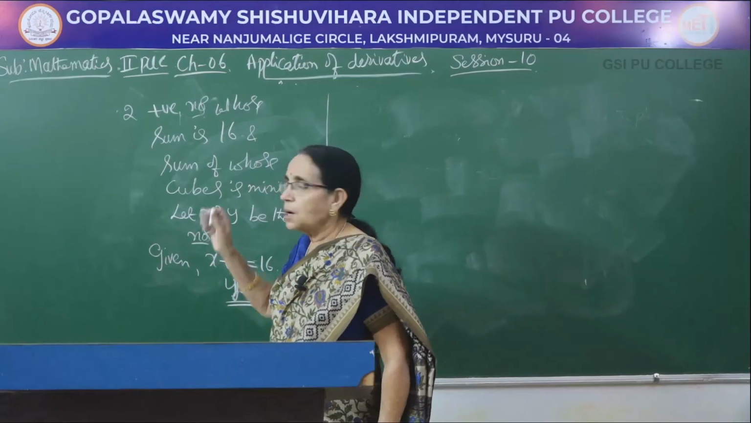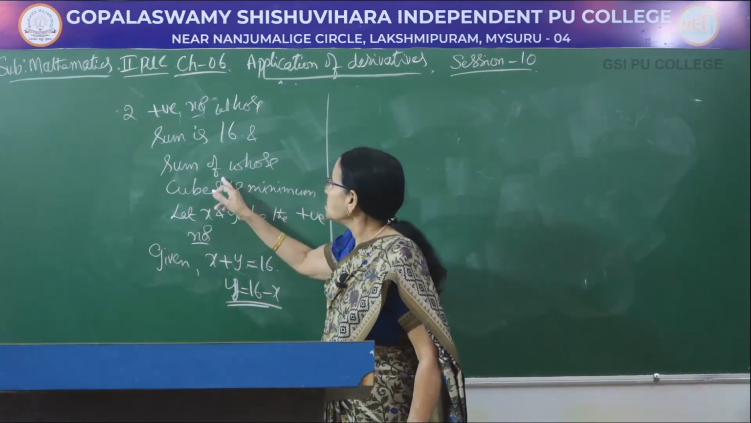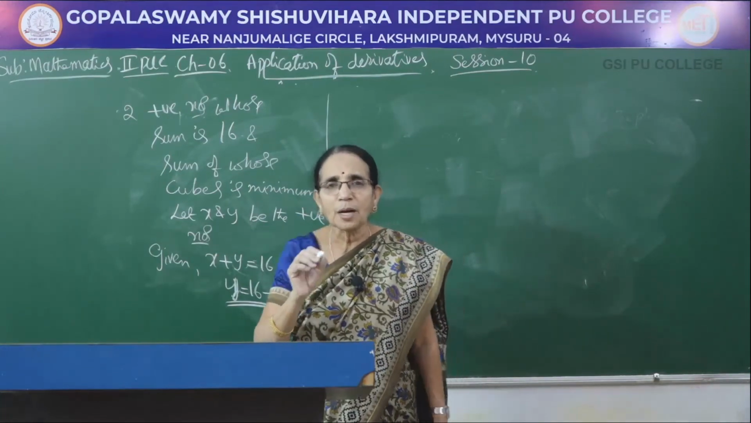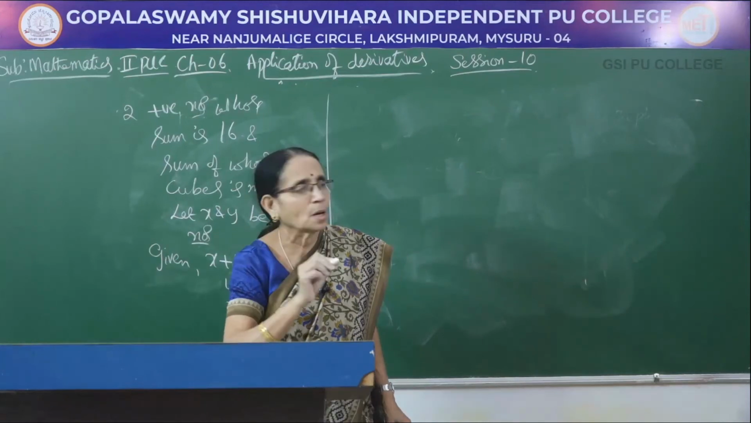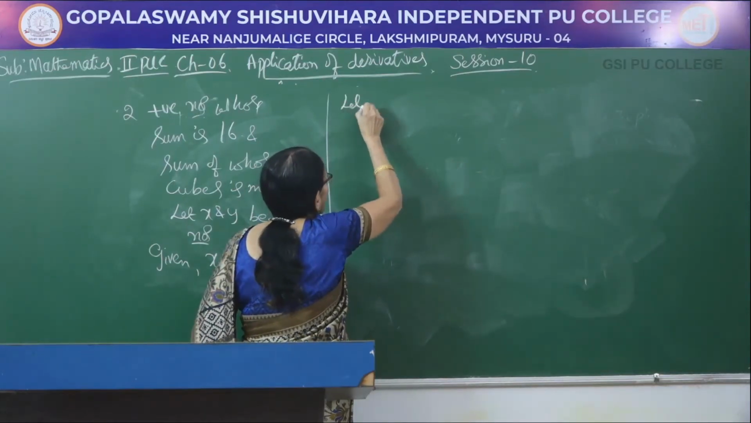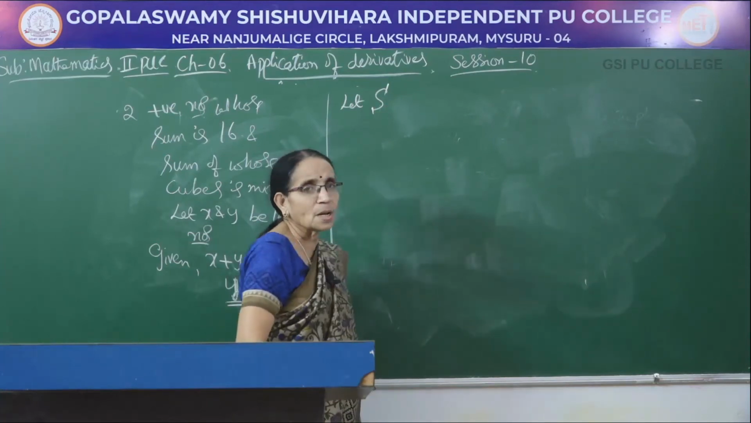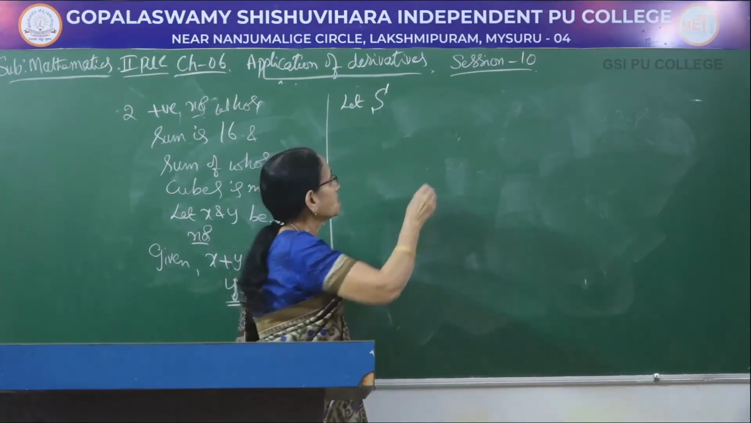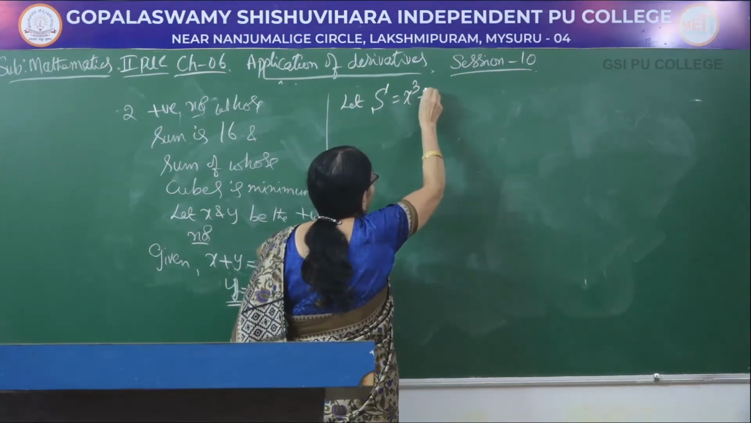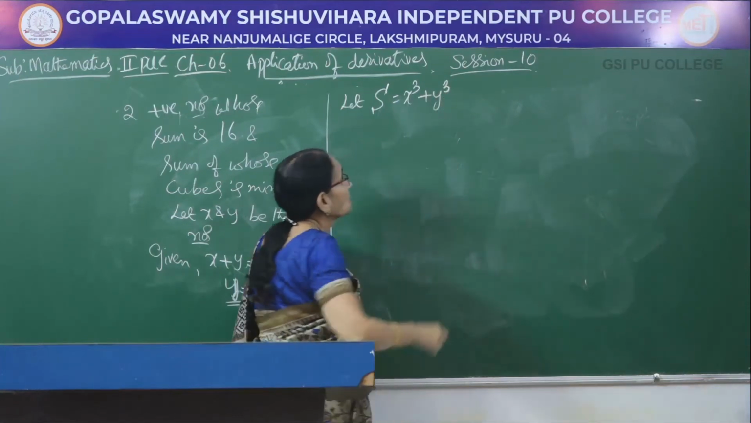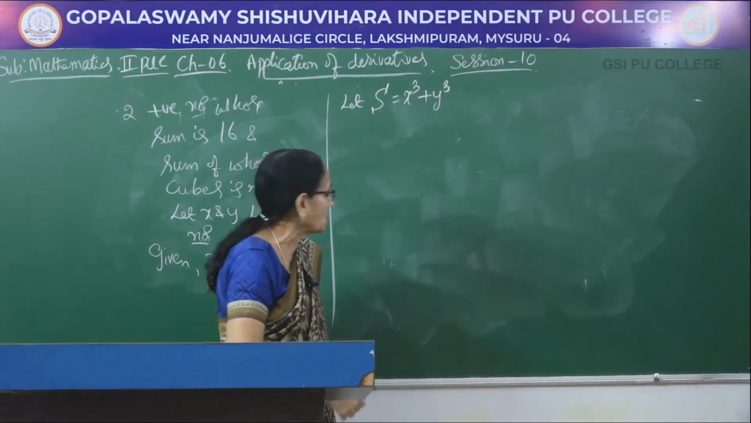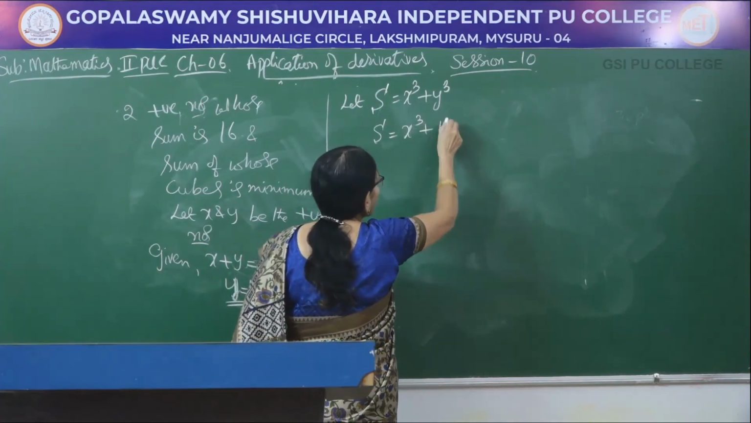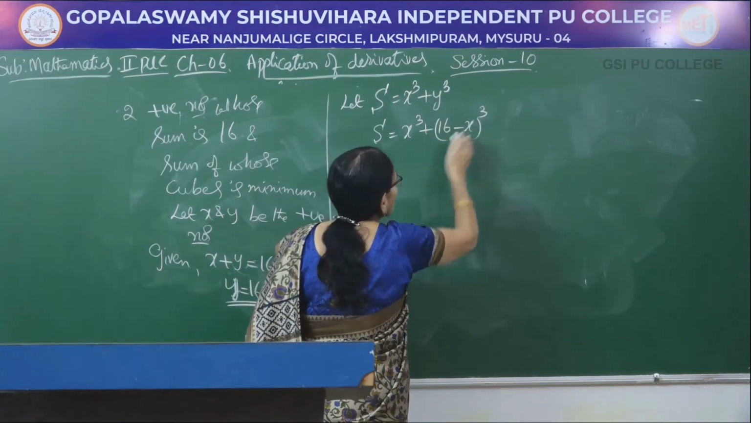Now, let us come to the second part of the problem. What is given there? Sum of whose cubes is minimum. That means we have to find the sum of the cubes of the two numbers. Let S denote the sum of the cubes of the numbers x and y. That is, let S be equal to x cube plus y cube. Now, x cube you write as it is, and y you can replace as 16 minus x the whole cube.